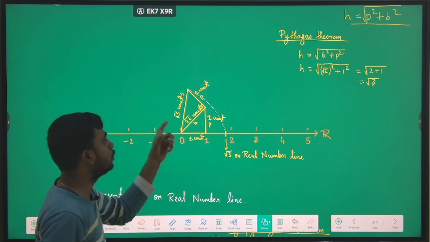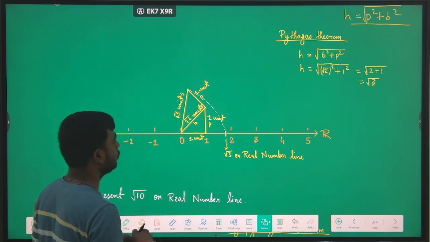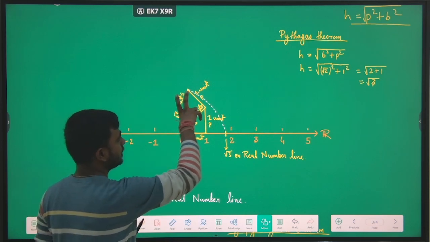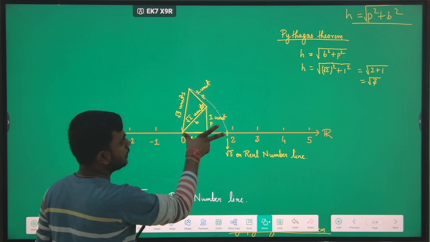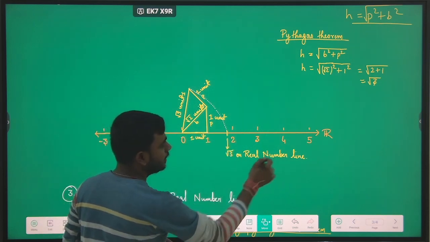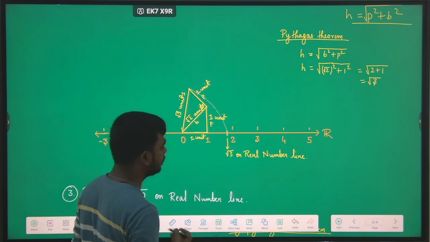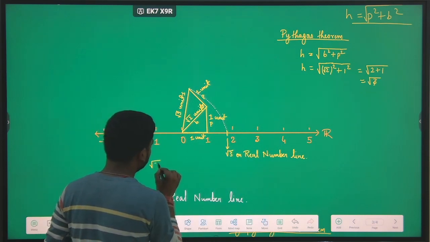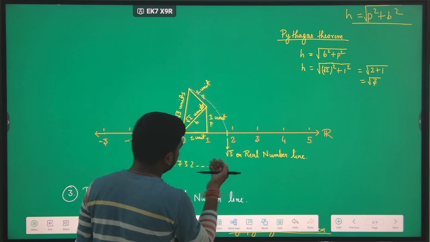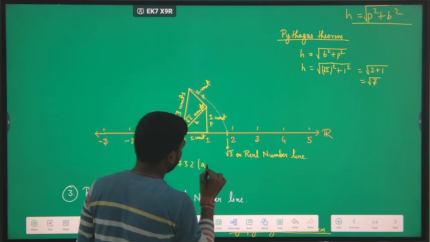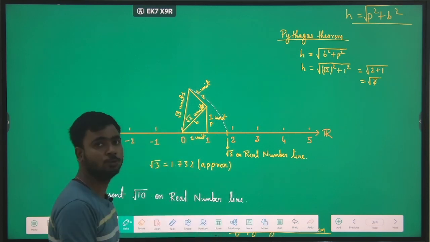So we have to represent this root 3 in our real number line. So how can we do this? We will place the compass here, and after going to our original place, this root 3 will be here. So we have represented our root 3 and it will be approx root 3 is equal to 1.732 approx.